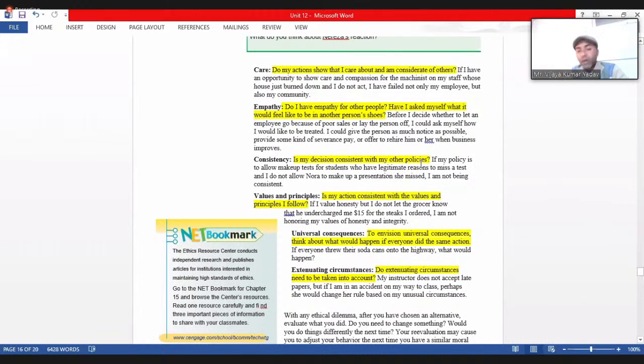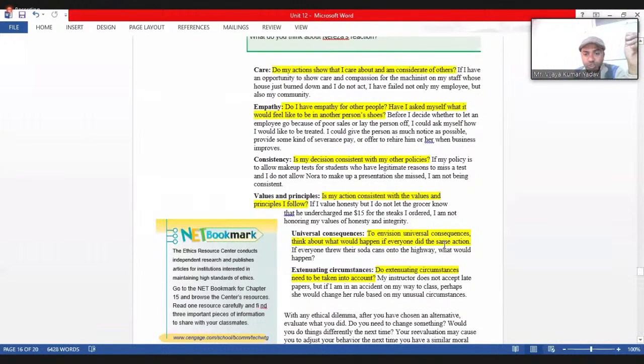So whatever actions you have taken, are your actions consistent with other policies, or is there a difference? I mean, your actions and your policies. Do your actions and policies differ, or do they agree with each other? Then values or principles: is my action consistent with the values and principles I follow? Are those actions dependent upon the values or principles that you have?